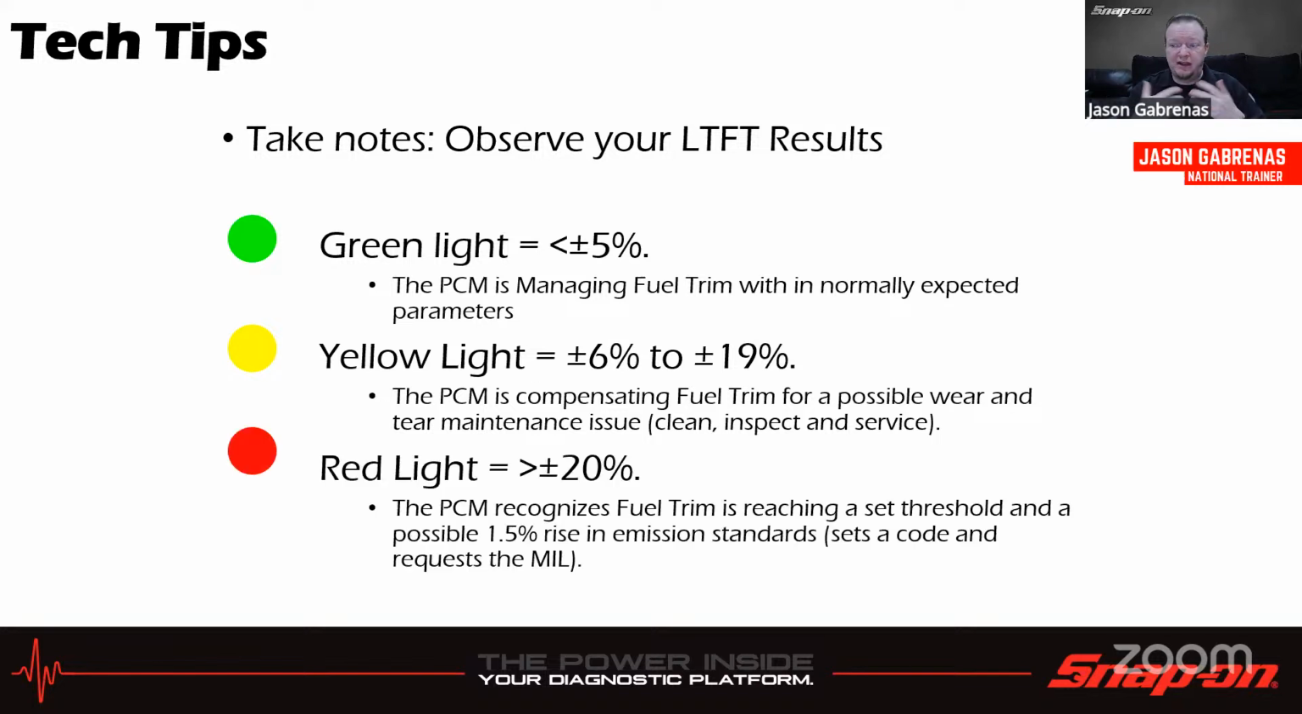And then red light, anything over plus or minus 20%, either direction. That means the PCM recognizes the fuel trim is reaching a set threshold and a possible 1.5% rise in emission standard, which is what the standard is to set a code. So that's going to set a code and it's going to put on the check engine light at that point. Either too rich or too lean. You'll probably get a 171 or a 174 code.